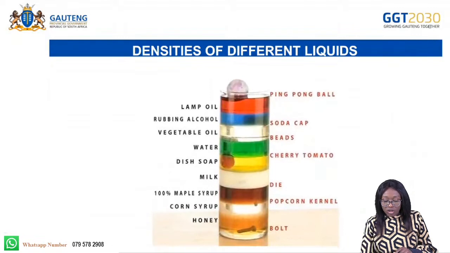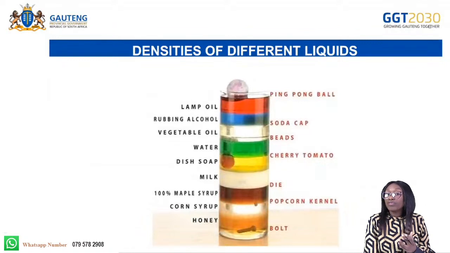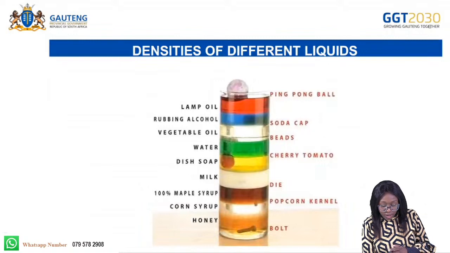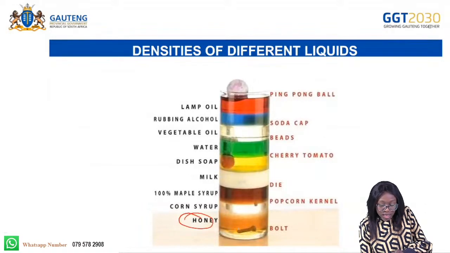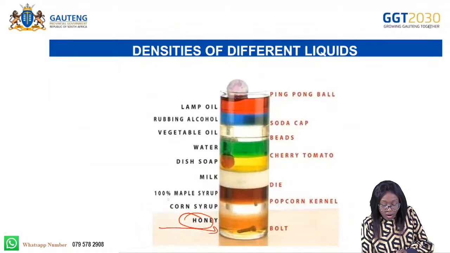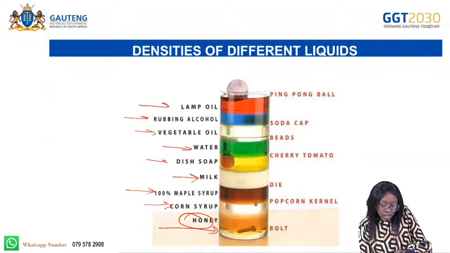Here I've got a density column just to showcase the density of different liquids that we use at home or at school in our day-to-day living. Honey is, in this particular case, the most dense liquid. That's why it is at the bottom of the column, followed by corn syrup, 100% maple syrup, milk, dish soap, water, vegetable oil, rubbing alcohol, and lamp oil.